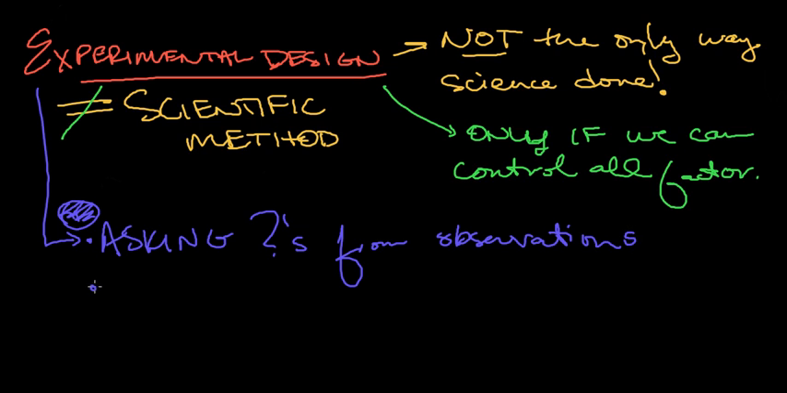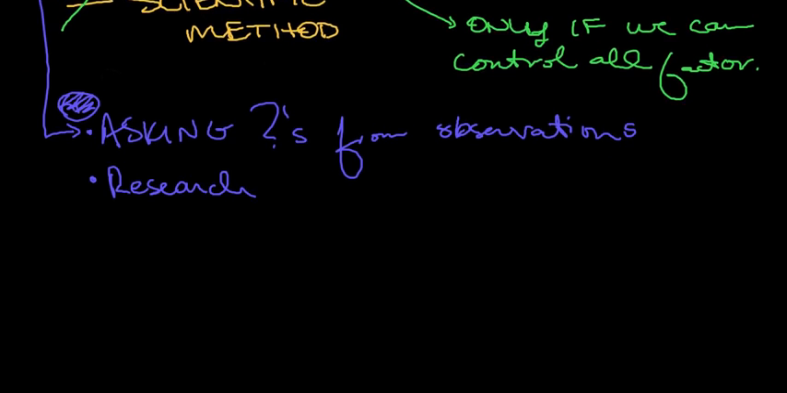And then the second thing that happens is that there has to be some kind of research. So you have to look into what the normal or optimal conditions are for whatever you're observing, whatever you're asking about. That's really key, because based on that research, you can then make a hypothesis.